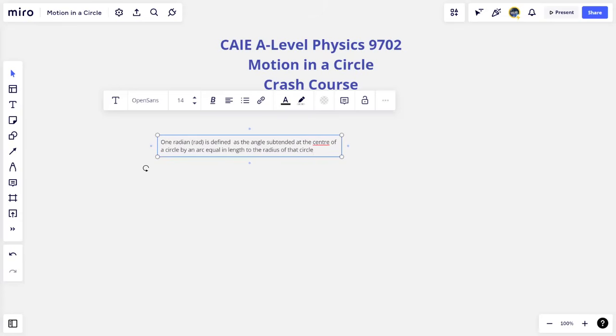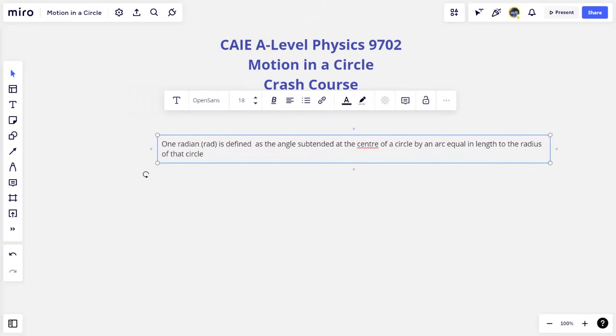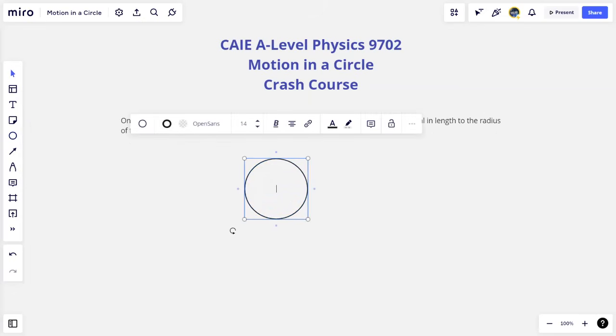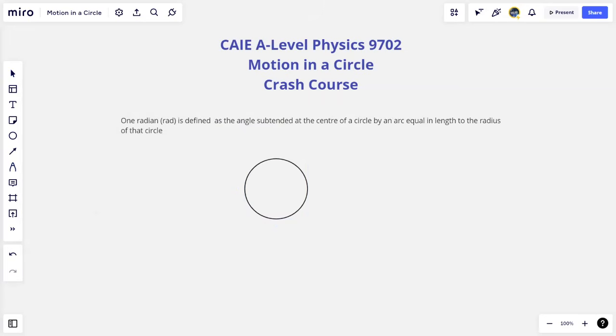Quite a bit to digest. So what does this mean? Well, as a definition, it's all well and good, but it's important that we know what this physically looks like. So let's try and put this definition into perspective. So if we have a circle and we consider an arc, which is a distance along the circumference of the circle, we'll call this distance S. This is the arc of the circle S.